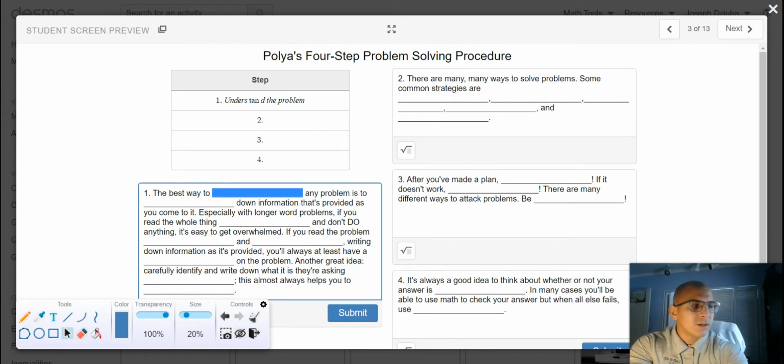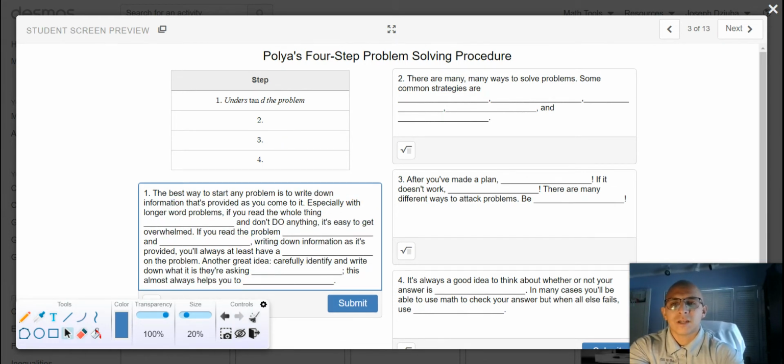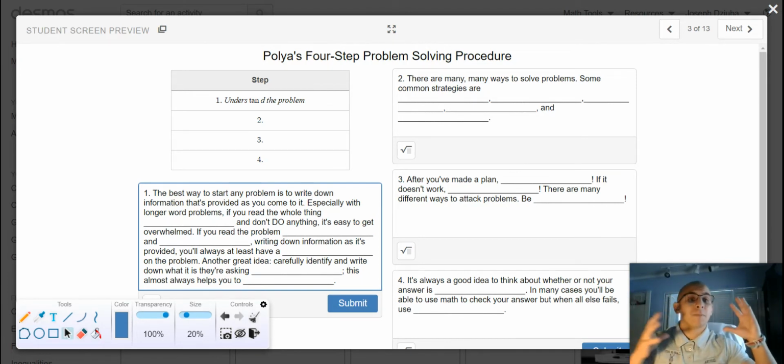Well, the best way to start any problem is to write down information that's provided as you come to it. And remember, we're trying to think broadly here beyond mathematics. So try and think about maybe something that's coming up in your life. Think back to our first lesson when I asked you about some big decisions that were coming up. Write down the information that you have currently, right? I've been accepted to this university. This is the financial aid that I have, right? Because that in turn is becoming a problem, or I would consider a situation that requires a solution.